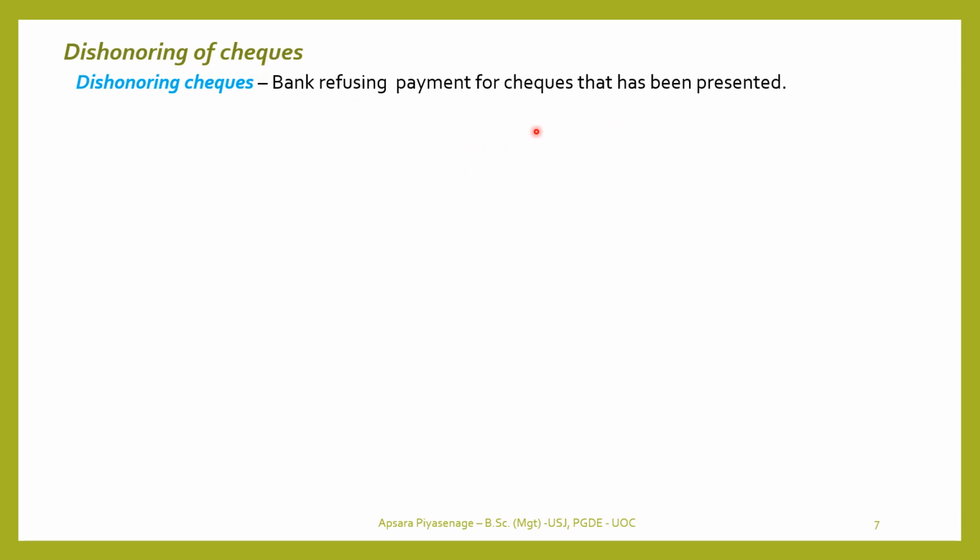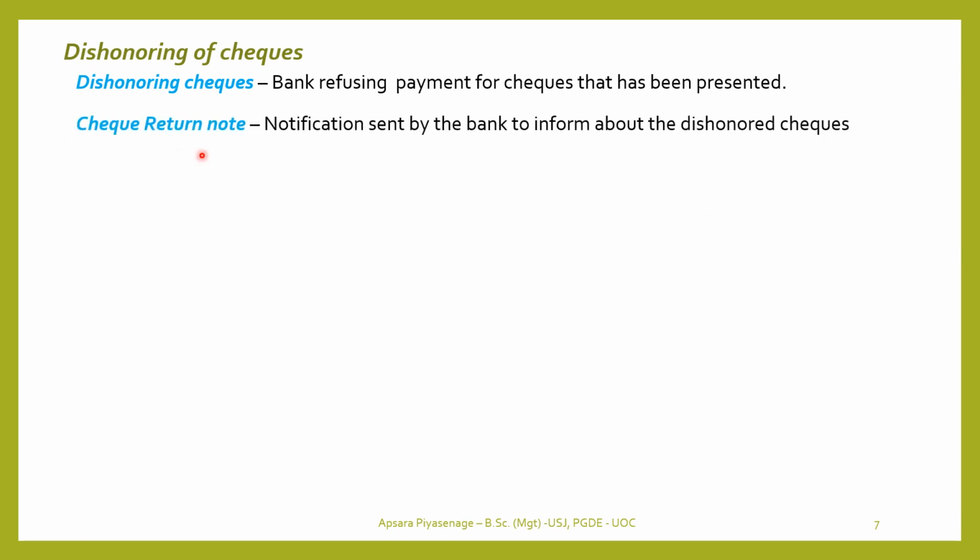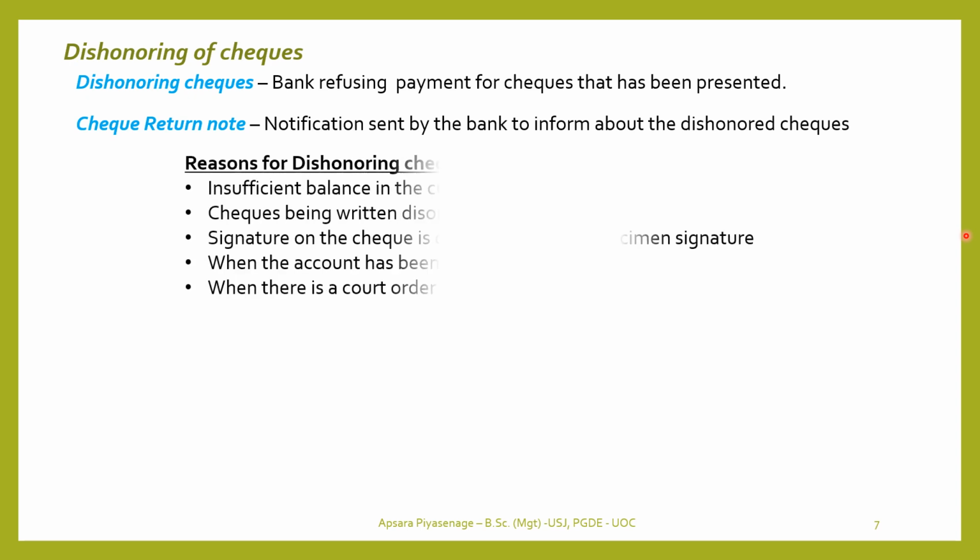When such checks are dishonored or refused, the bank sends us a notification: this check has been dishonored, and this is the reason. That notification is known as a checks return note. It is a notification sent by the bank to inform about the dishonored checks. And let's see what the reasons for dishonoring checks are.